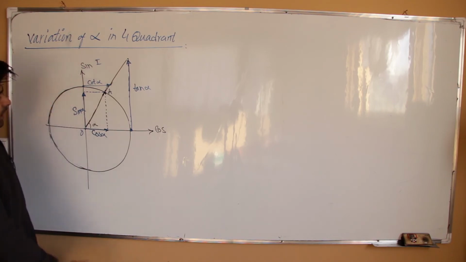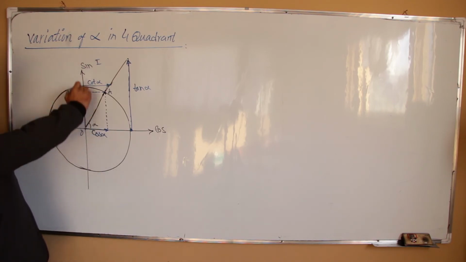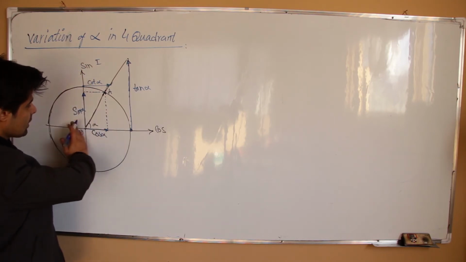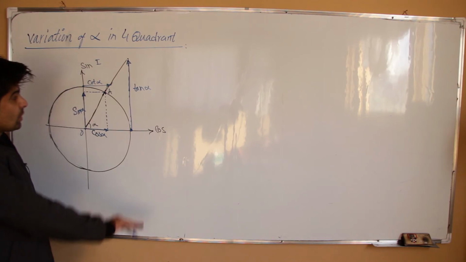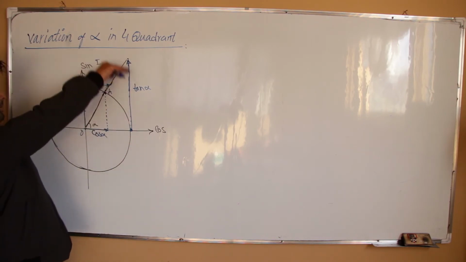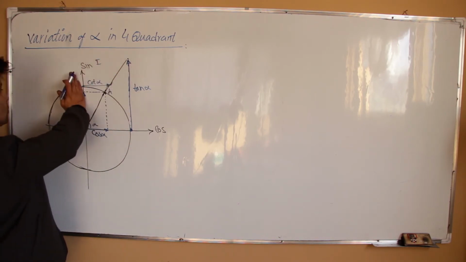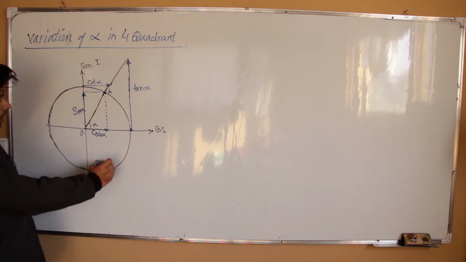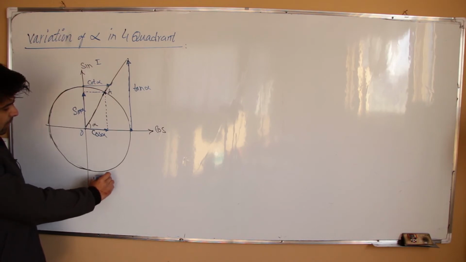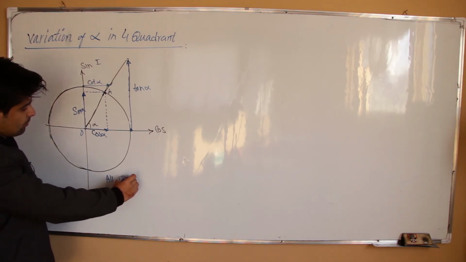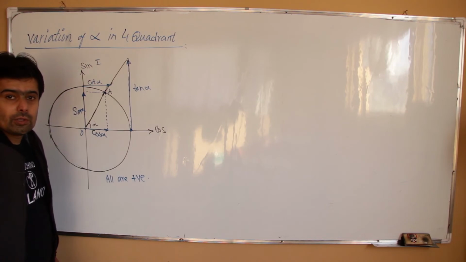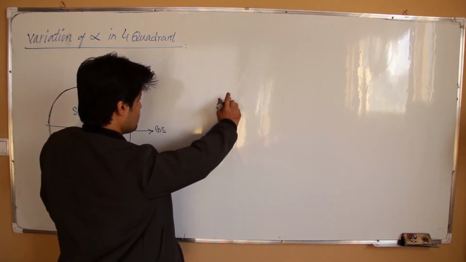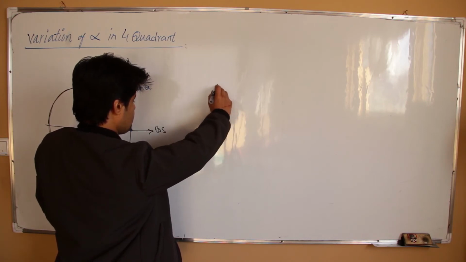Now, what do you think? In the first quadrant, sine goes upward. It means it's positive. Cosine goes to this side. It's also positive. Tangent goes to the upper side, it's positive. And cotangent goes to the right side, it is positive. In the first quadrant, all of them are positive. I think you have got it. Now, I will make another circle.